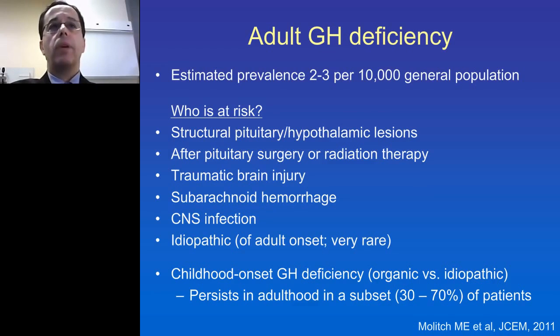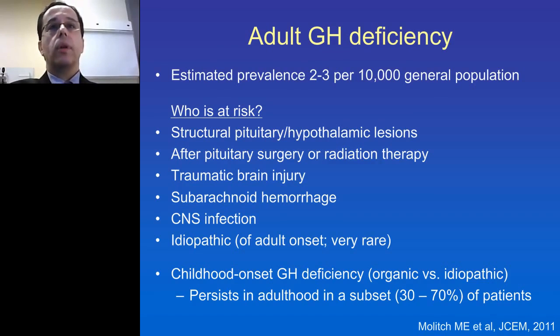These are patients who have structural pituitary or hypothalamic lesions, such as tumors in the pituitary or the hypothalamus, patients who underwent pituitary surgery or radiation therapy, traumatic brain injury, subarachnoid hemorrhage, infection in the brain, including encephalitis or meningitis, and rarely idiopathic growth hormone deficiency of adult onset is possible, although that's an issue of controversy.